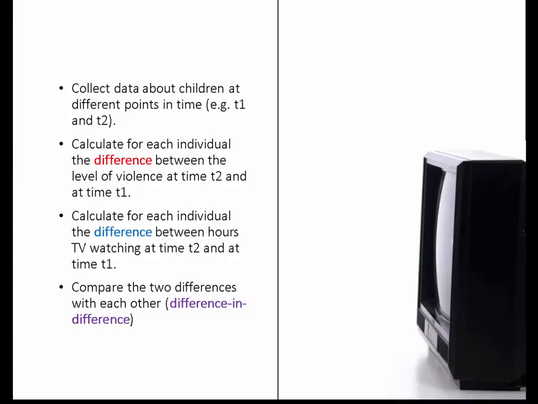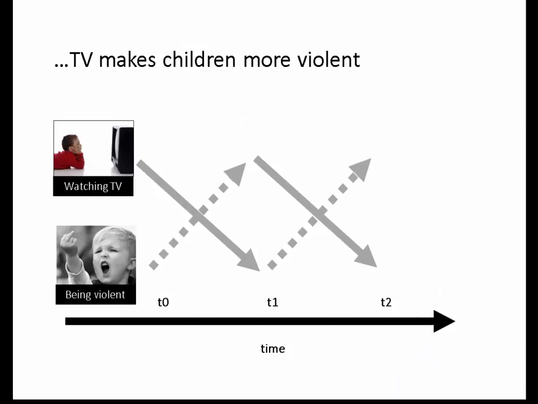So, the example of our children: you would collect data about children at different points in time, T1, T2, and so on, and you would collect data about how much TV they watch and how violent they are at these different points in time. We would look at the difference between those two groups at time one and at time two, and then you compare these two differences with each other. So that's basically what we had before, using time to unpack that relationship. And then if TV makes children more violent, we should see that an increase in watching TV at time zero leads to a change in T1. This is the cause and the other one is the effect.